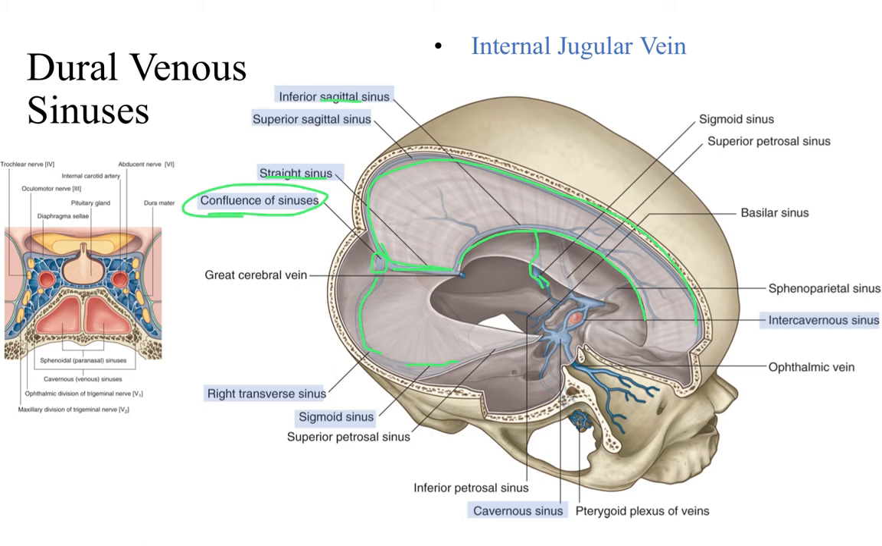And they're going to come up and connect to this cavernous sinus. So you see this cavernous sinus that's just draining other parts of the skull, not just what's in the brain. So you see these branches coming from here. You don't have to worry about those.